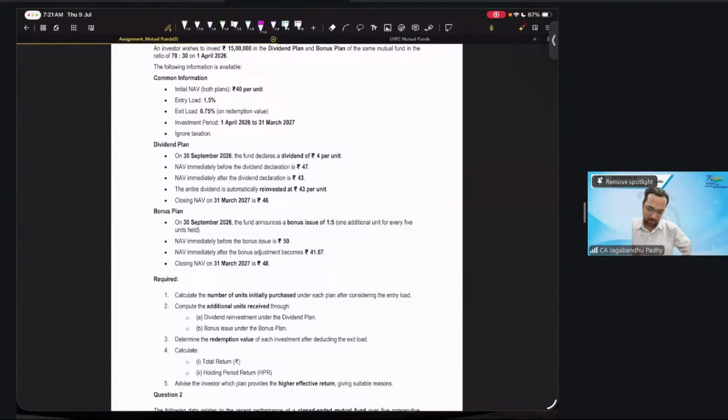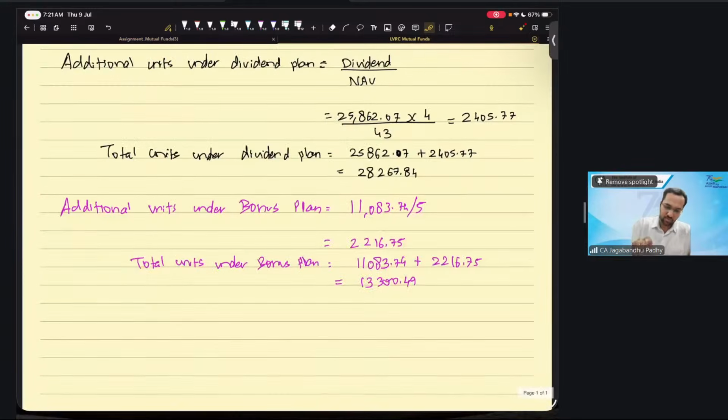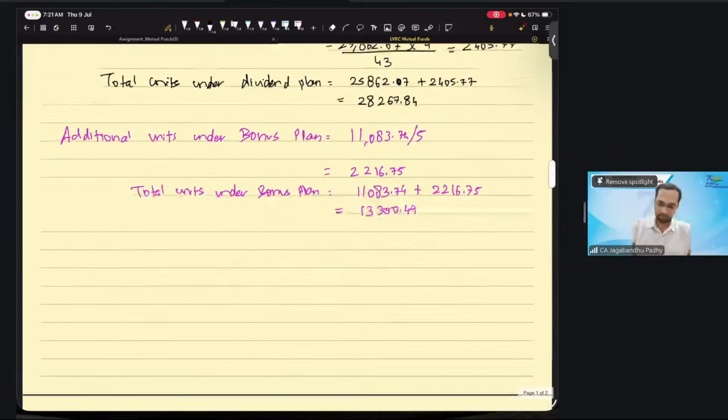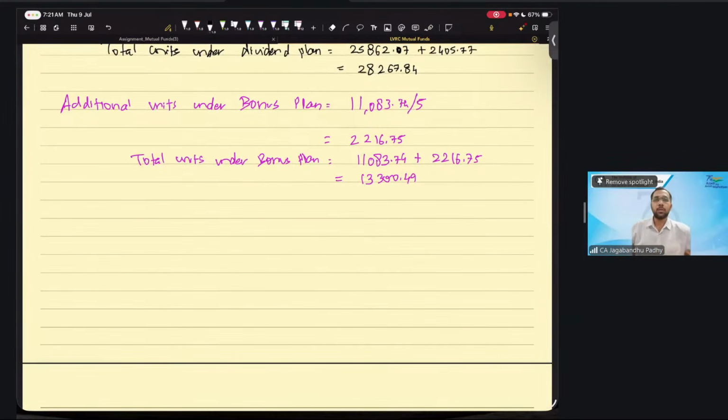Then we have to get the redemption value of each investment after deducting the exit load. Whatever is the redemption value after deducting the exit load is what we need to compute. So let us compute the redemption value. Remember, there is an exit load applicable, so I need to take that into account.